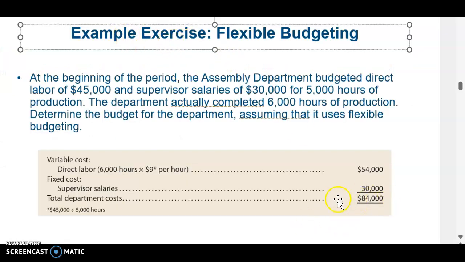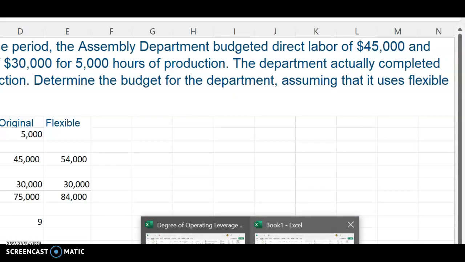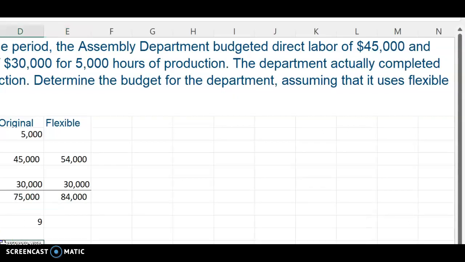And you can see that total department costs for 6,000 hours is the same as what we got on our spreadsheet.